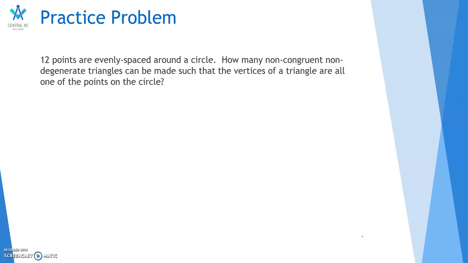It's a very intuitive way that it's incorporated here. The problem is: 12 points are evenly spaced around a circle. How many non-congruent, non-degenerate triangles can be made such that the vertices of a triangle are all one of the points on the circle? So, I encourage you to try this problem on your own. Pause the video. I'll give you a hint later.